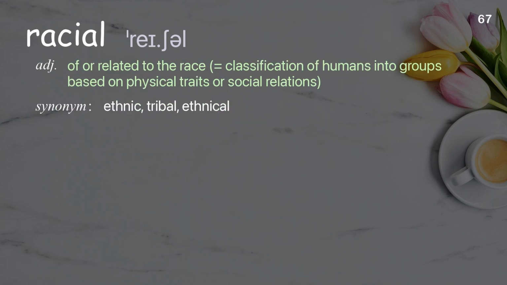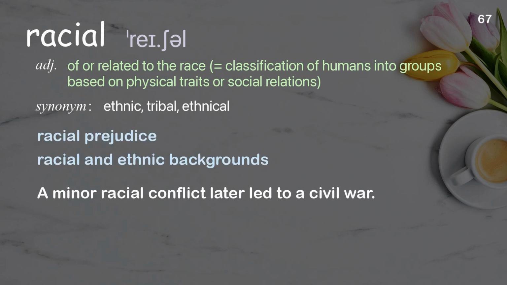Racial. Of or related to the race, equals classification of humans into groups based on physical traits or social relations. Examples: Racial prejudice. Racial and ethnic backgrounds. A minor racial conflict later led to a civil war.